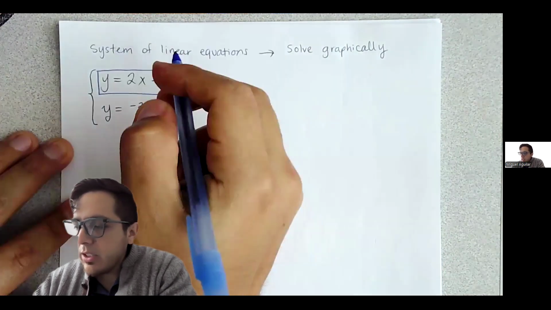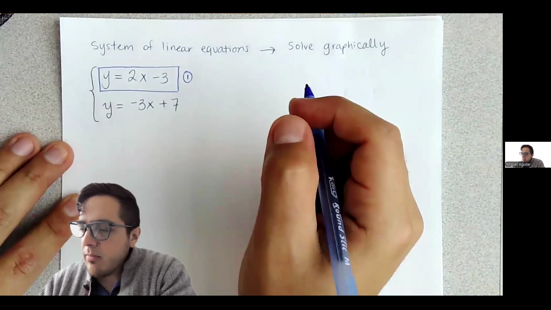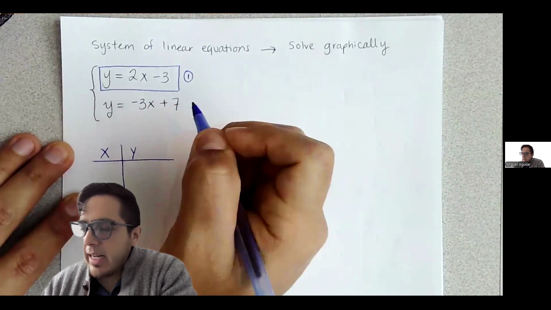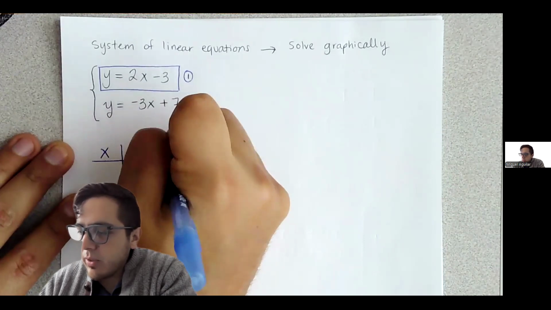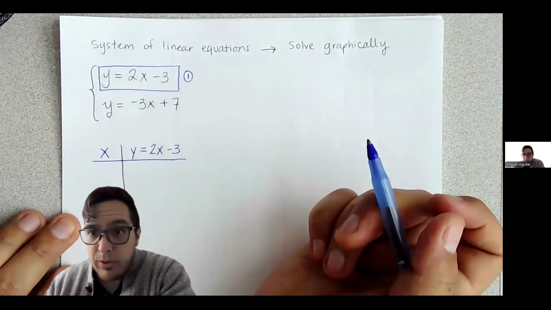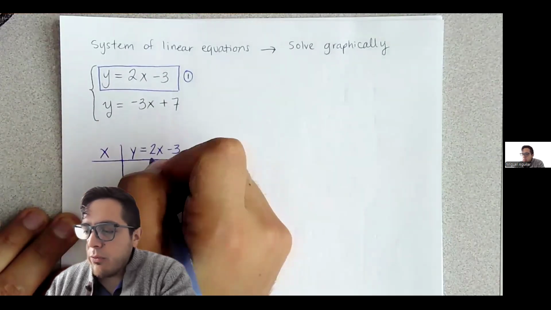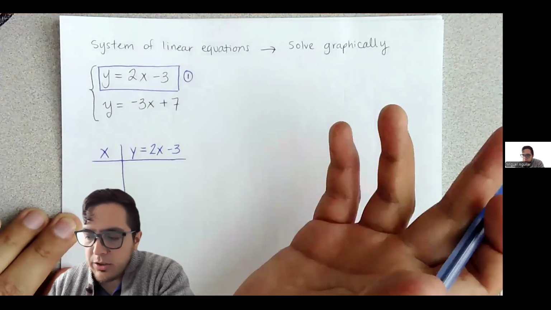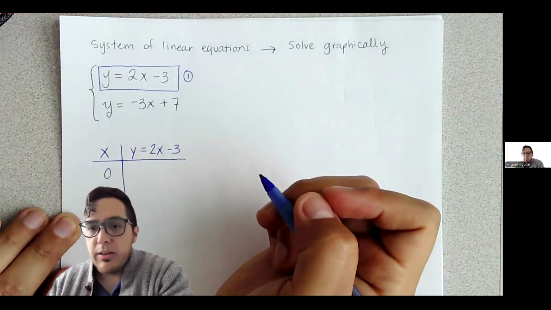So this first equation, I'll label it equation 1. I'm going to set up a table, x and y. And as always, the y value is determined by this equation. So we have 2x minus 3. As it should be familiar at this point, you should be able to choose any x values here for your equation to plug in and get the y values. Okay, so I like to choose some small numbers. 0 and 1 will be good, but anything will work here.